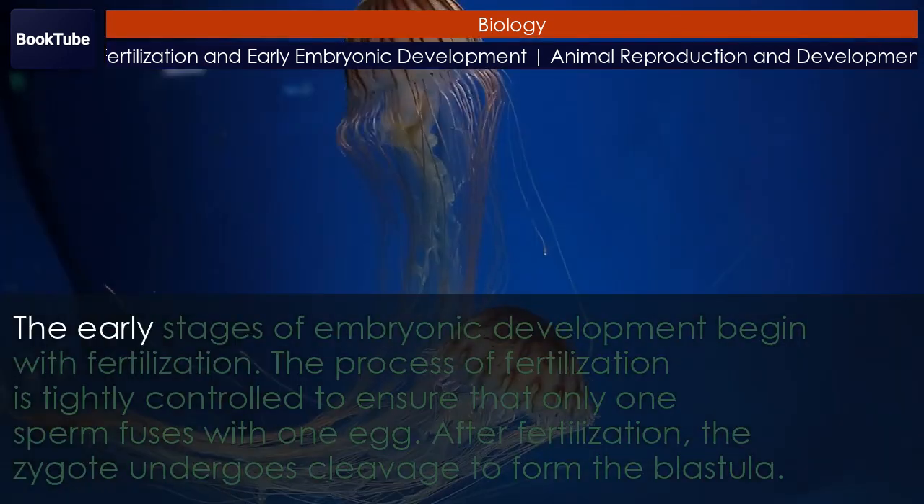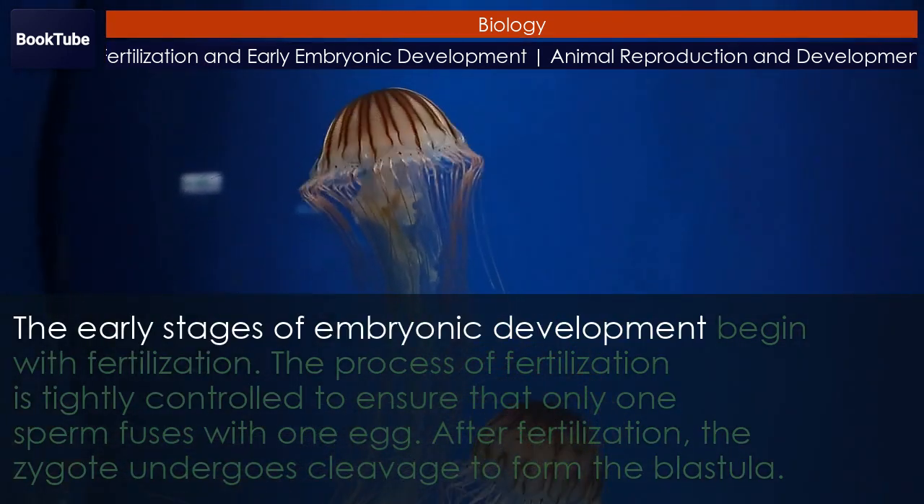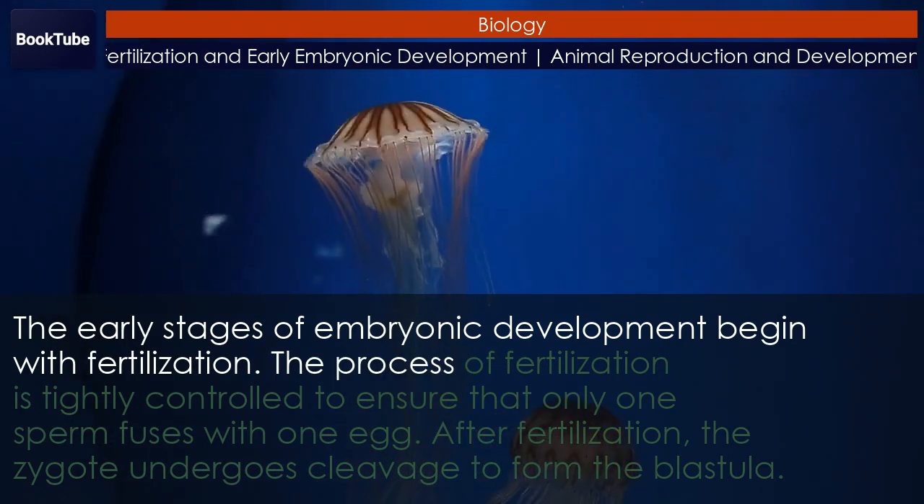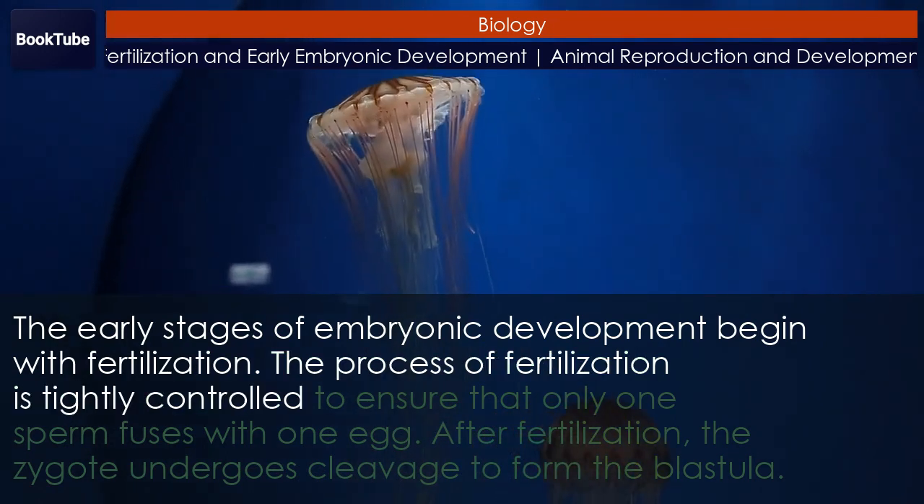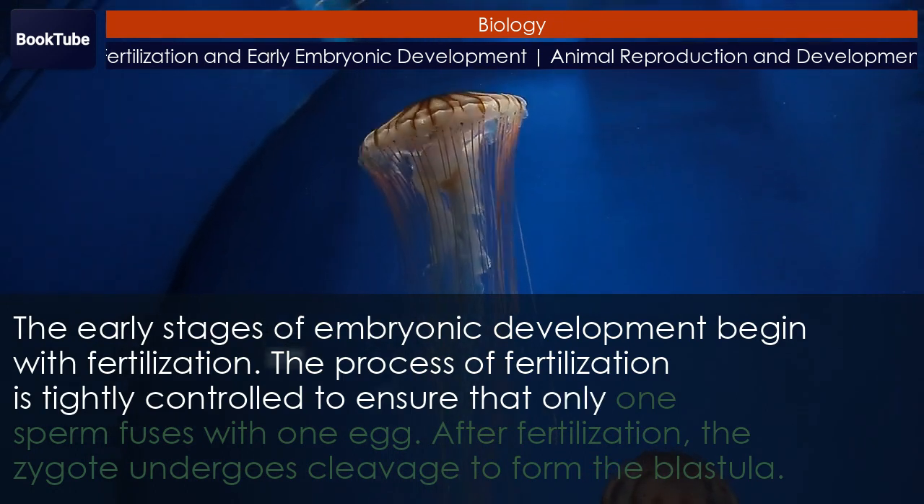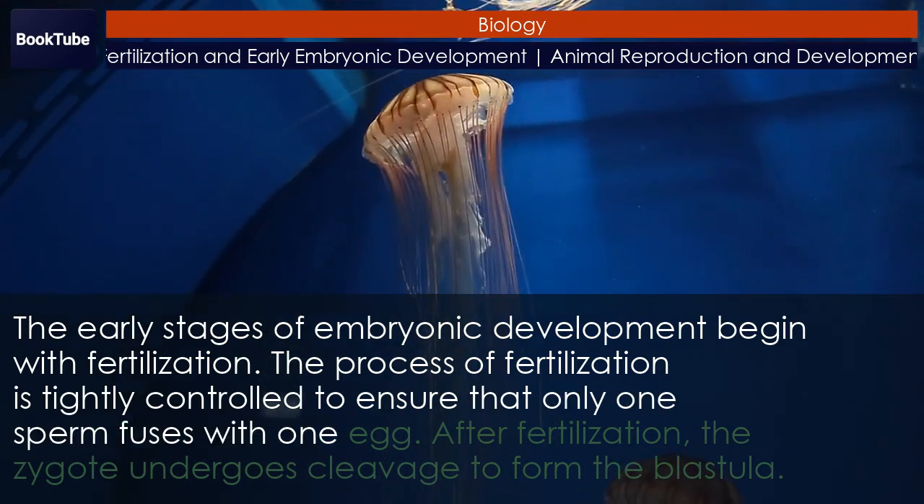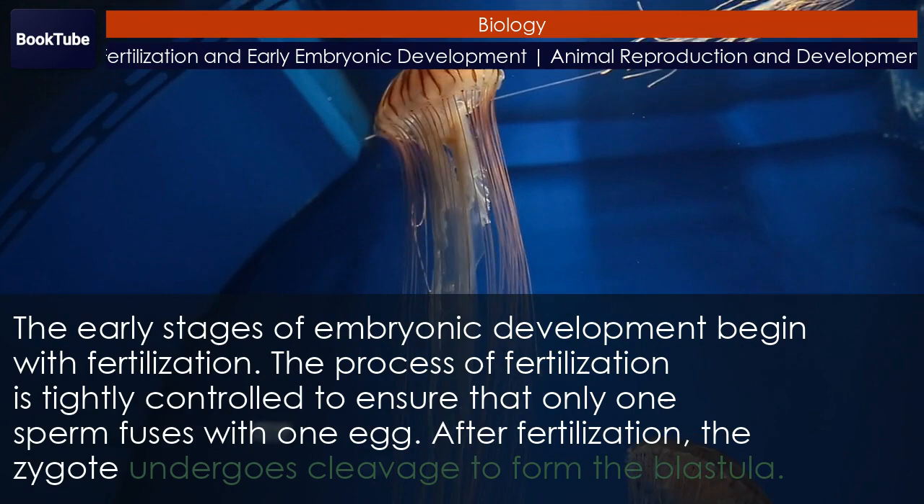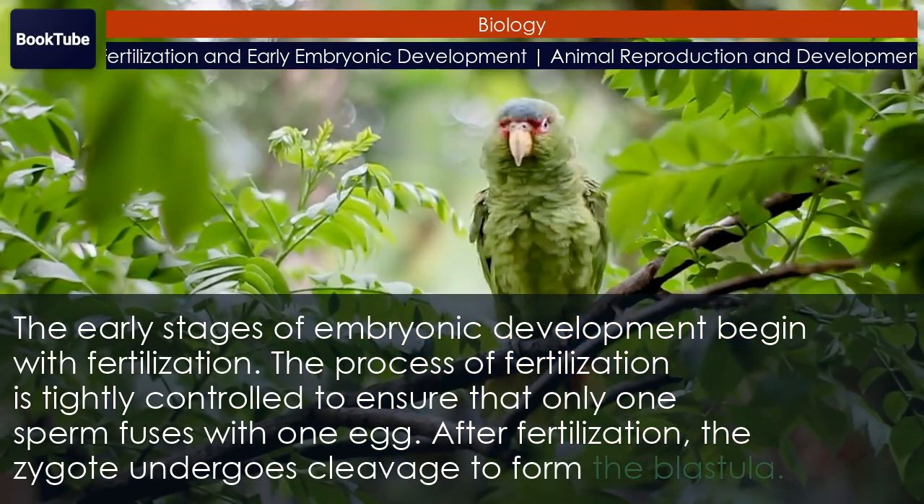Section summary. The early stages of embryonic development begin with fertilization. The process of fertilization is tightly controlled to ensure that only one sperm fuses with one egg. After fertilization, the zygote undergoes cleavage to form the blastula.